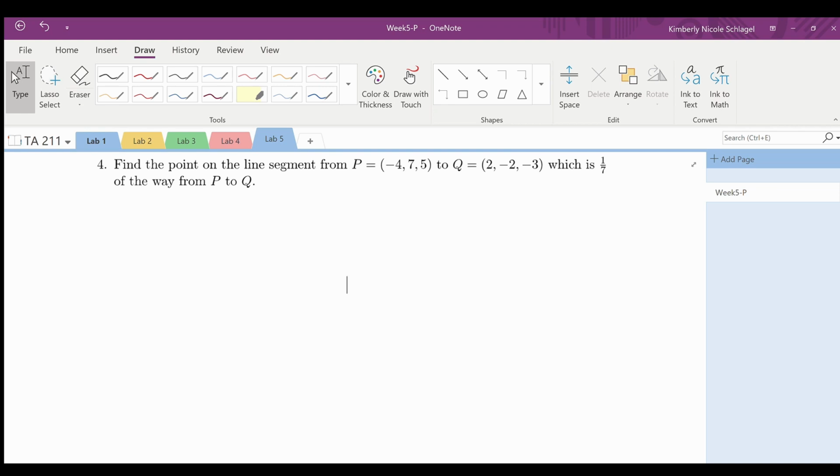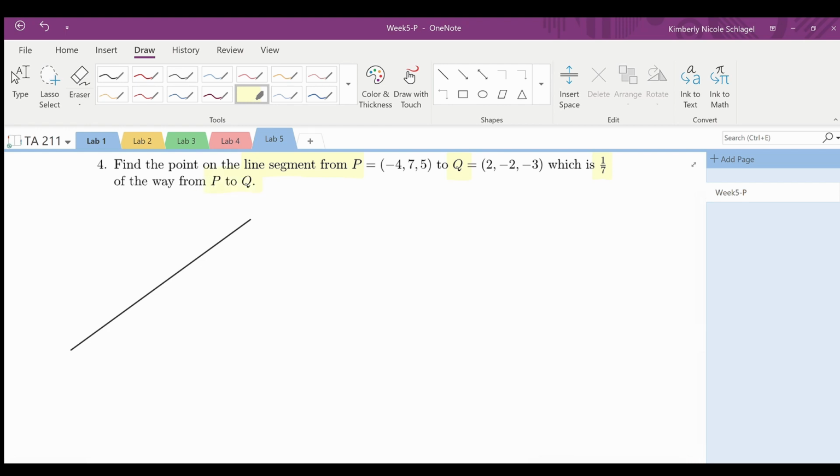These questions are pretty fun. I think you guys are going to like them. They just take a little bit of getting used to, but once you can visualize what's going on, it's much easier. So right now I'm going to draw a line here, because we're given that we have to find a point on a line segment. We know that P and Q are on our line segment because it says from P to Q, and we have to find the point which is 1/7 of the way from P to Q.